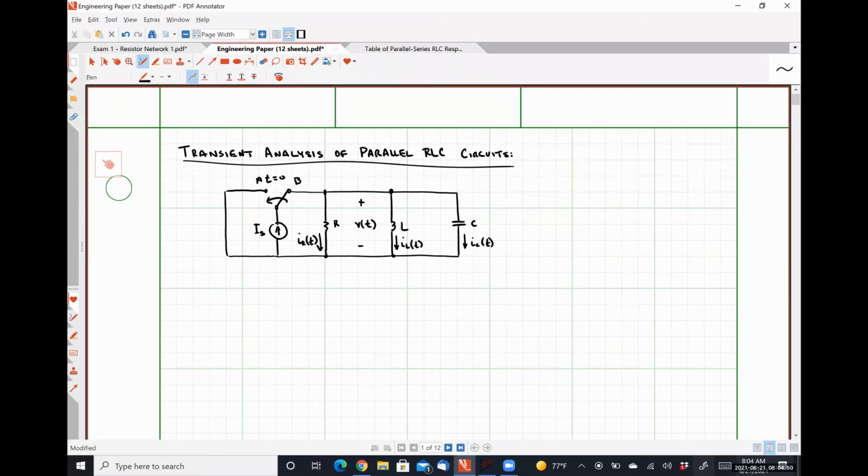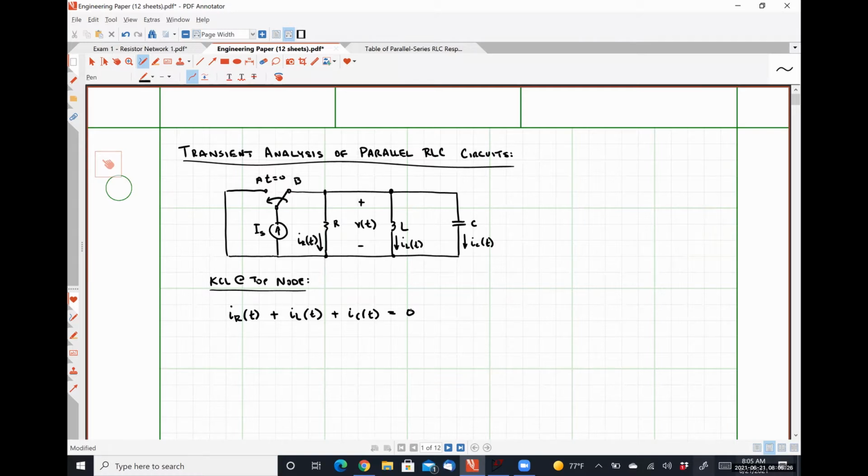So during the transient condition, so that means after the switch has changed states, I can say that I do KCL at my top node. I get IR of t plus IL of t plus IC of t is equal to 0.